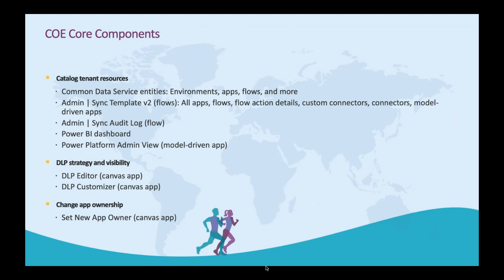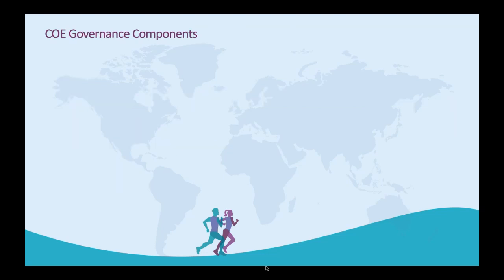And then the change ownership app. It's very important to be able to change ownership of applications. There's a lot of times where we have that scenario a lot within our organization. And the governance components. So after you become familiar with your environment, like I said before, without the core components, the COE kit does not work. You cannot install anything else without those components.